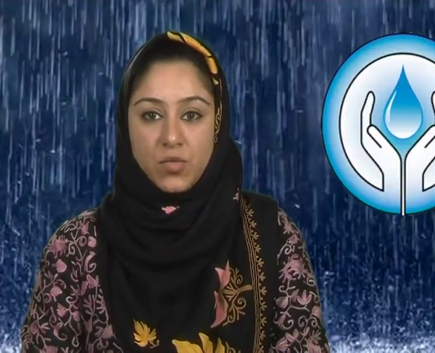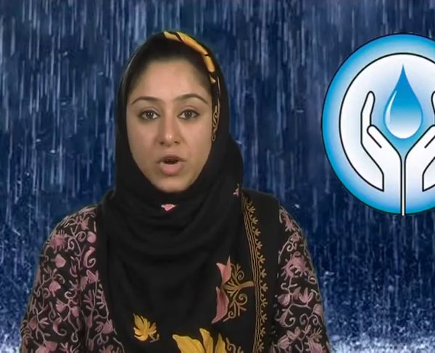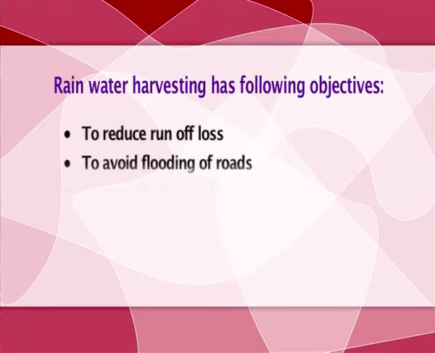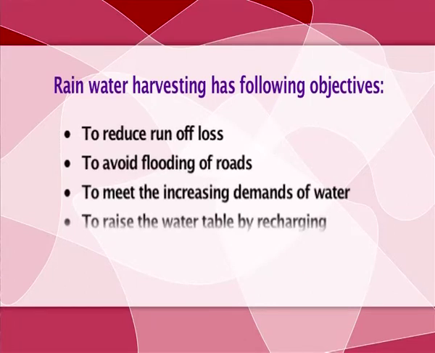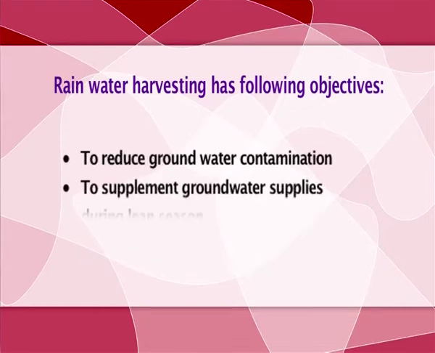Rainwater, wherever it falls, is captured and prevented from being polluted. Rainwater harvesting is not only useful for poor and scanty regions but also for rich ones. Rainwater harvesting has the following objectives: to reduce runoff loss, to avoid flooding of roads, to meet the increasing demands of water, to raise the water table by recharging groundwater, to reduce groundwater contamination and to supplement groundwater supplies during lean season.